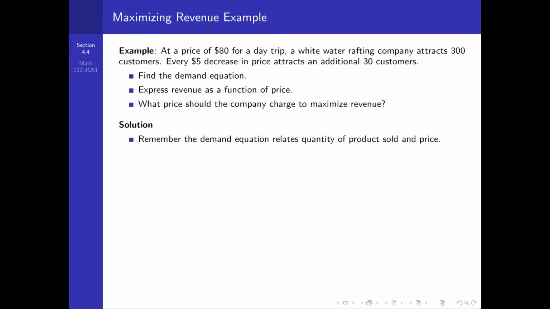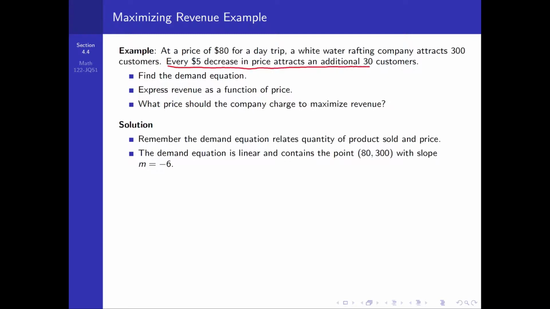All right, so we'll start by finding the demand equation. Remember that the demand equation is the equation relating the quantity of the product that you're selling and the price at which you're marking the product. So in this case, the demand equation is going to be linear. I know it's linear because of this phrase right here. Every $5 decrease in price attracts an additional 30 customers.